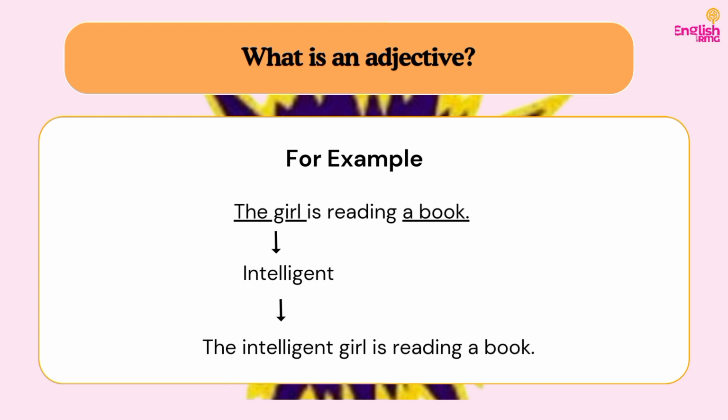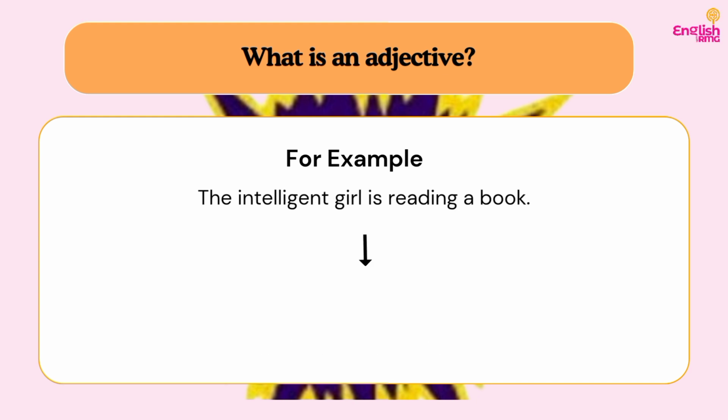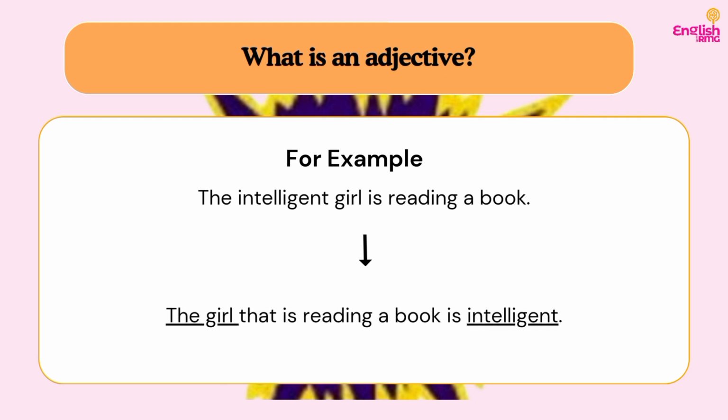However, besides having an adjective right beside or before the noun like this, can we also have an adjective in another position in the sentence? Let's look at this example. We have the girl that is reading a book is intelligent. So the adjective in this sentence is what? Intelligent. And the noun that it is modifying is what? The girl. Because intelligent here is telling us that it is the girl that is intelligent, not the book.